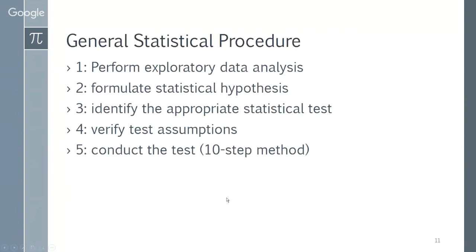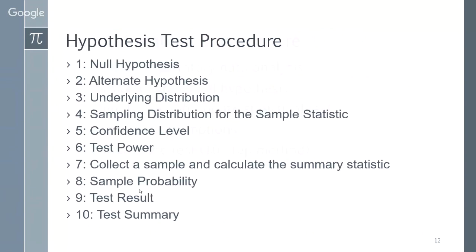Very quickly, I want to just, again, put in front of you the proposed general statistical procedure. Do exploratory data analysis and then formulate a hypothesis. Figure out what test you want to do and make sure that it's appropriate to use that test. Here's the 10-step hypothesis test procedure that you need whenever you're doing hypothesis tests. This doesn't really apply to regression per se, but for testing correlation or the significance levels of any of our regression coefficients, we would need to follow this because those are both t-tests.